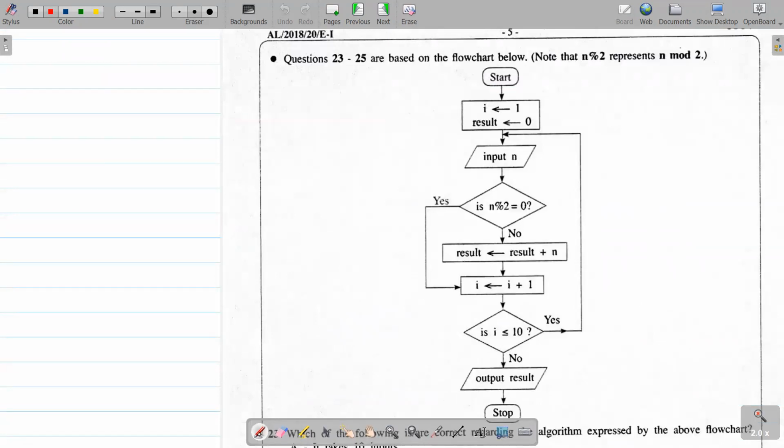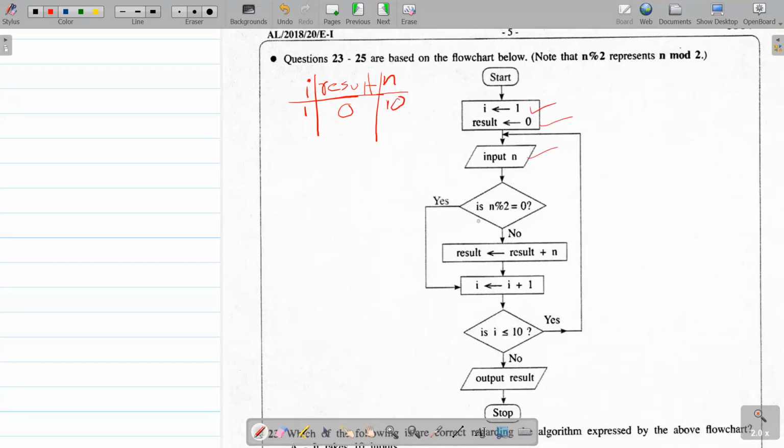Right, so start happens. So they say assign I1 for I. So I will become 1. Assign 0 for result. So result become 0. Then input n. So n will be something that we input. So let's say we input 10. So these three things are done.